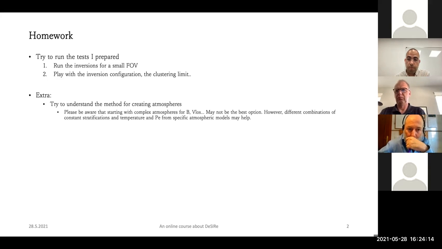I still recommend using constant stratification for the magnetic field vector and the line of sight velocity. But then try to look for atmospheres that are published or that someone has already prepared, where the temperature and electron pressure are compatible, and try to create initial models based on those different temperatures.